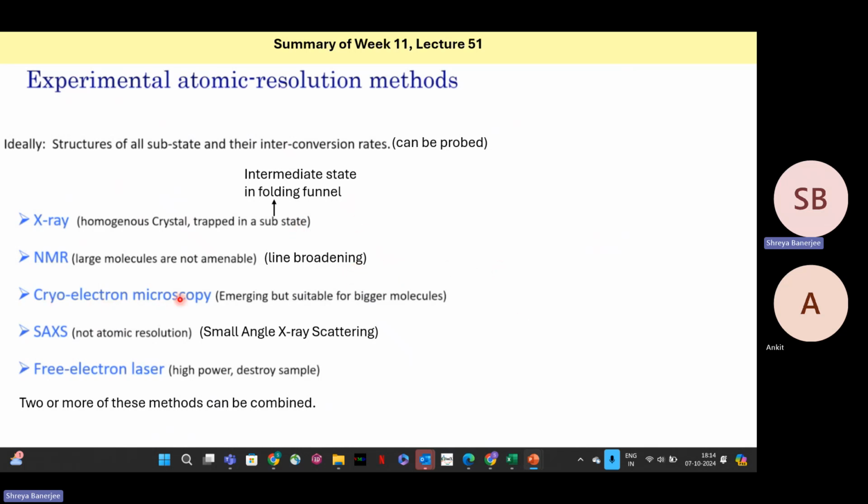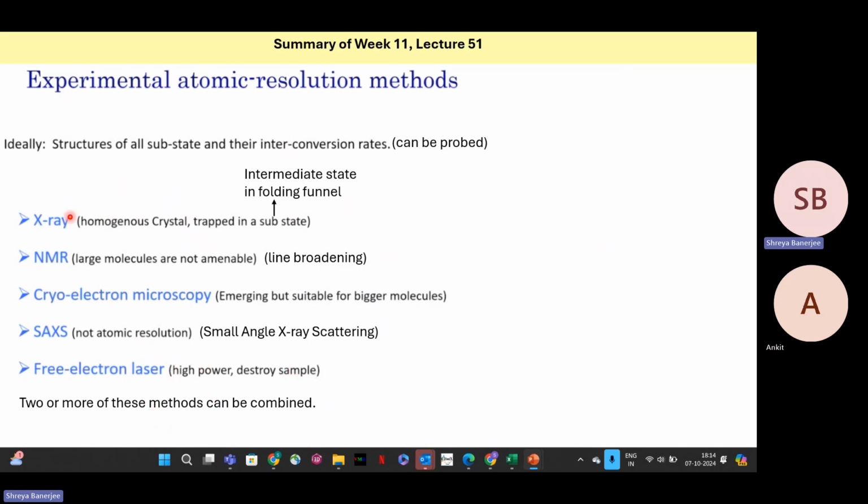Then there is cryo-electron microscopy, which is good for bigger molecules, but it is still an emerging technology, and the setup is not there in many places. Then you have SAXS, or small angle X-ray scattering. The problem is that it's not a very highly resolved technique. It will give you the qualitative details, but not at atomic resolution. You can also have free electron laser, but it's a very invasive technique, meaning that a high power laser is used on the sample, so the sample itself gets destroyed.